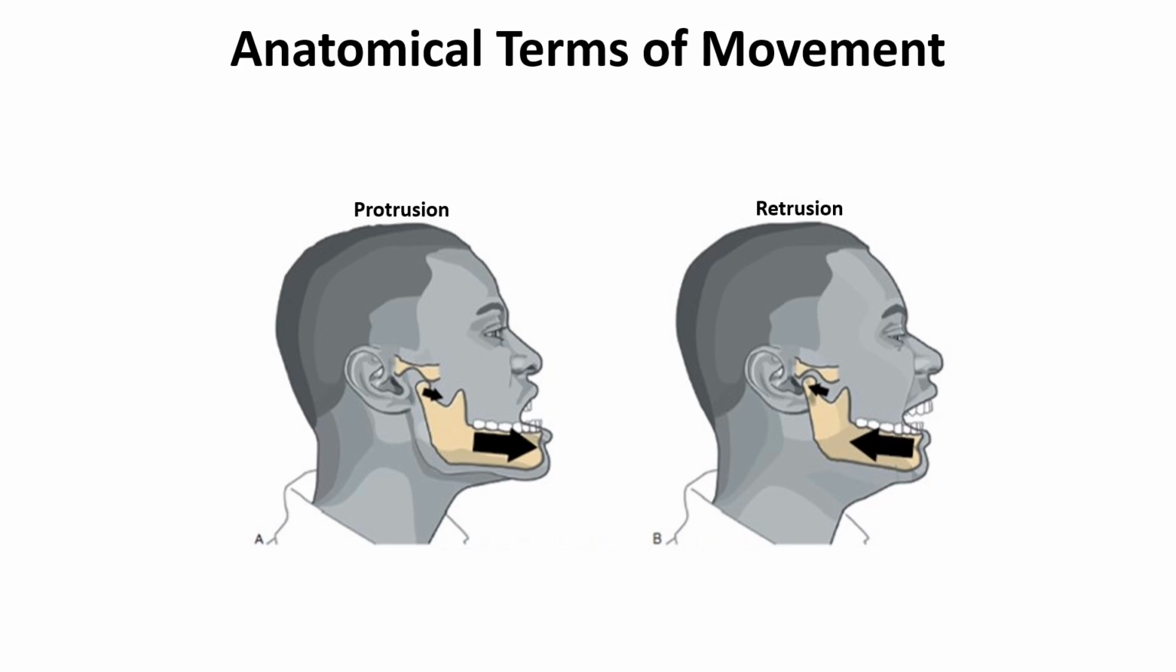Protrusion and retrusion. Protrusion involves a movement going straight ahead or forward. Retrusion is the opposite and involves going backward. The tongue, chin, mandible, and lips are anatomical structures capable of such actions.